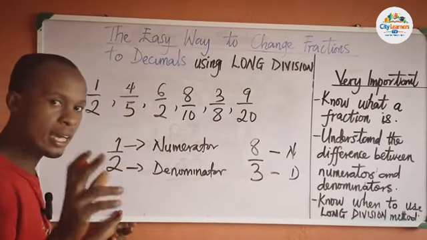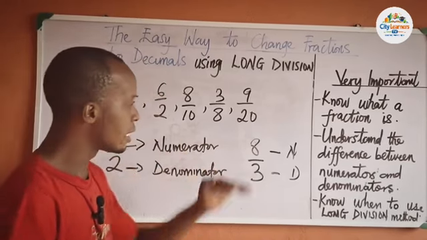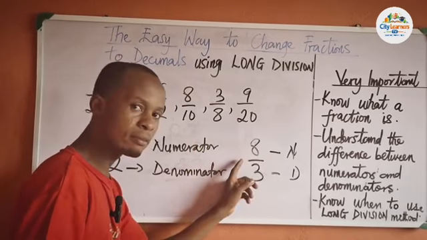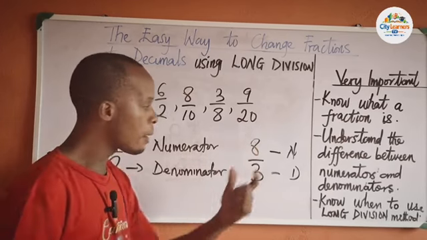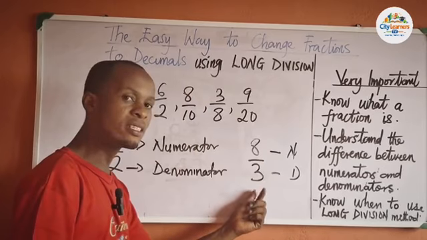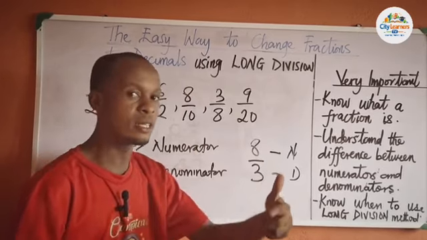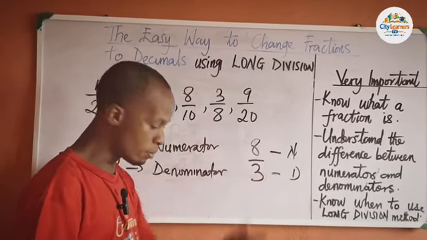You need to understand that the numerator is that number in a given fraction that is above the line. That is the number that is to be divided by the number below. And the number below, which is the divisor, the number we are using to divide the number above, is called the denominator.